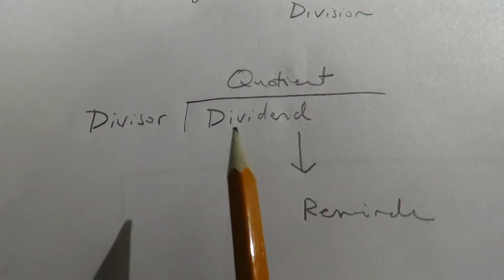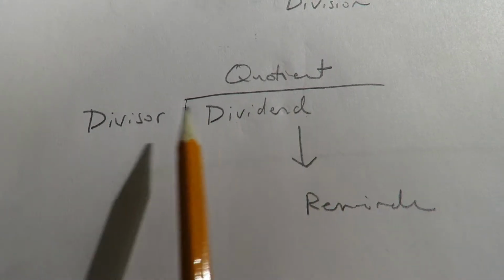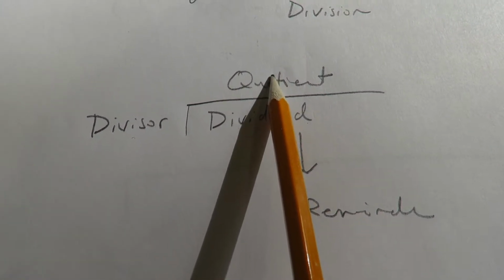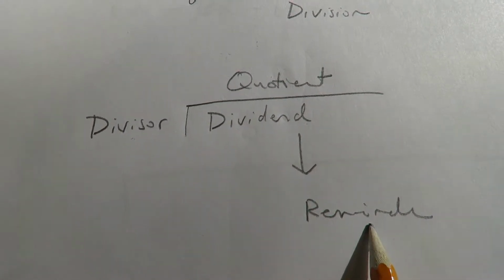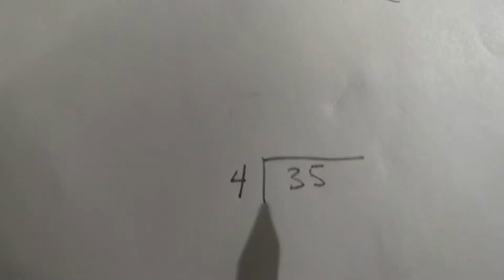Just in terms of lingo, and again, I don't test on lingo, when you're doing long division, this under here is called the dividend. This is the divisor. The quotient is what you find, and the leftover is the remainder. Okay, just the lingo.